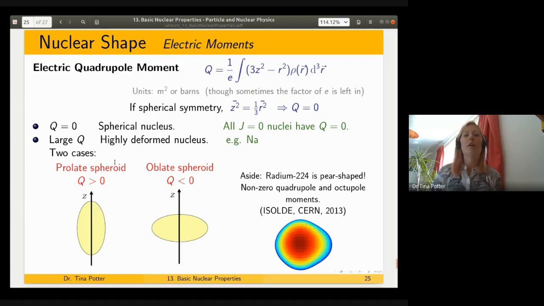So a positive Q will tell us if it's a prolate spheroid, or a negative Q if it's an oblate spheroid. And there's lots of cases actually that we're finding. This is an example from 2013 from the ISOLDE experiment at CERN, where we have quite a few now pear-shaped nuclei. For example, this is radium-224, and they have a non-zero quadrupole moment and non-zero octupole moments as well. So really making them non-spherically symmetric.